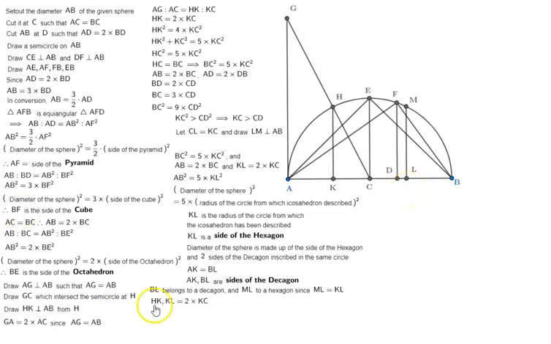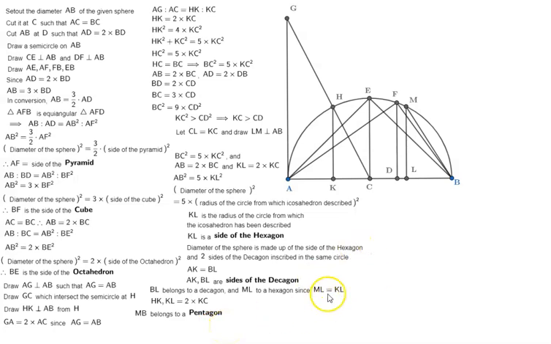So HK and KL are equal to each other because they are both 2 times KC. Yes, so here if you notice, HK is 2 times KC and KL is equal to 2 times KC. So that means MB, so let's join them. MB belongs to a pentagon.